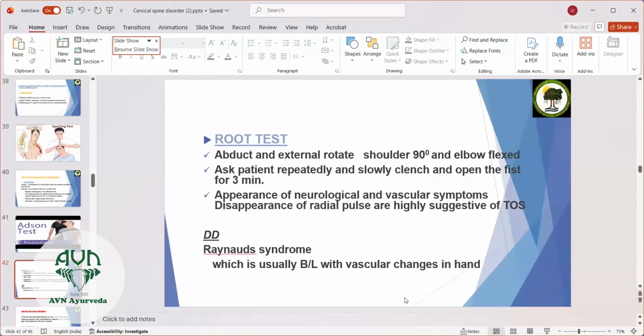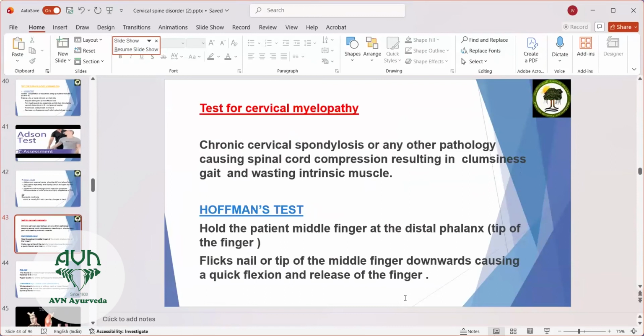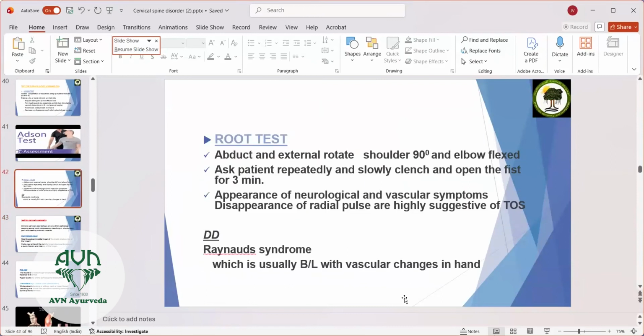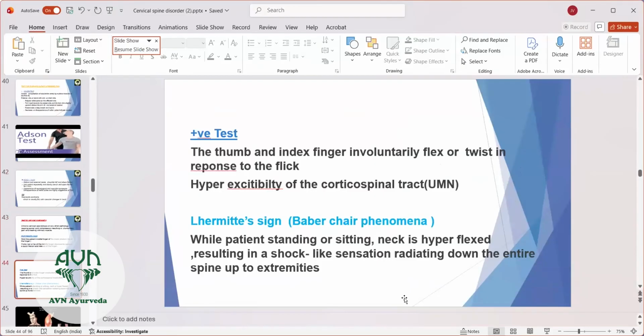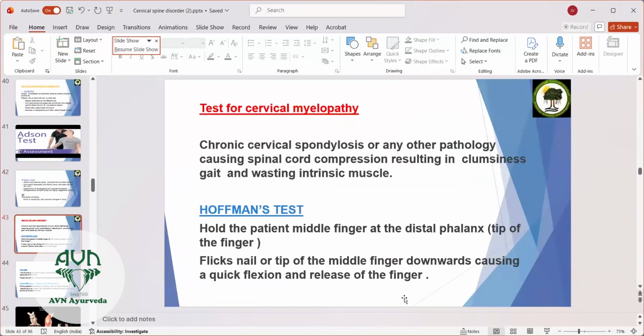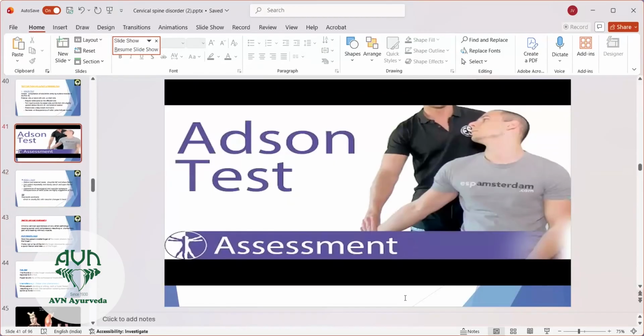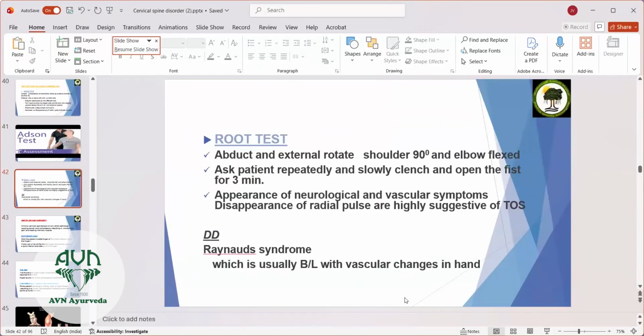Then comes the Roos test. Ask the patient to abduct and externally rotate the shoulder to 90 degrees with the elbow flexed. Ask the patient to abduct the shoulder joint to 90 degrees and flex the elbow also to 90 degrees. So the shoulder and the elbow will be at 90 degrees, and ask the patient to repeatedly clench and open the fist 3 times.